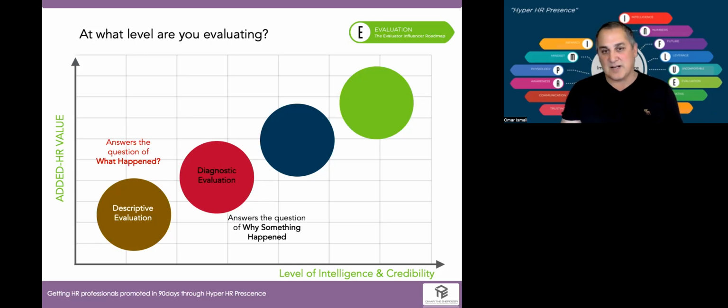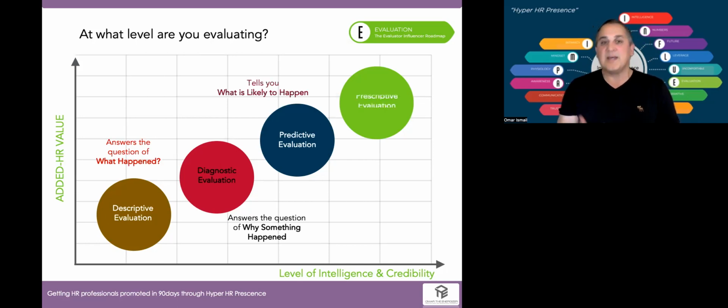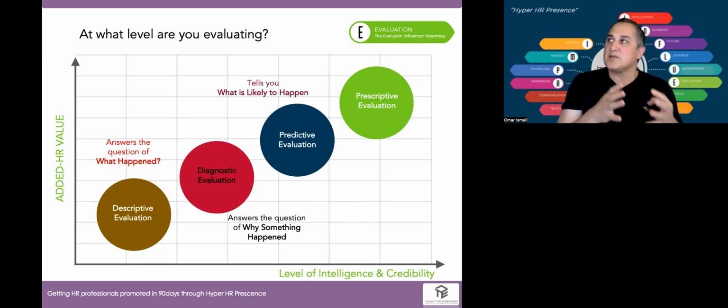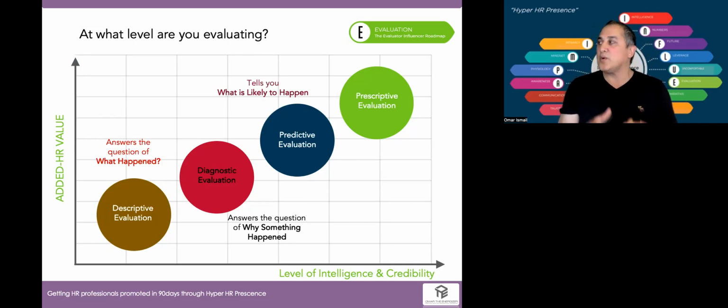Or is it diagnostic evaluation? It's telling us why something happened. So now it is more interesting. It's not just what happened, it's now I know why something happened. Then I move to the next level of evaluation, where I'm starting to think about what's likely. And then I get to the final one. Ultimately, I want to know what's likely to happen. So if we keep doing what we keep doing, I need some predictive and some prescriptive evaluating going on, so I can look forward, not look backwards.